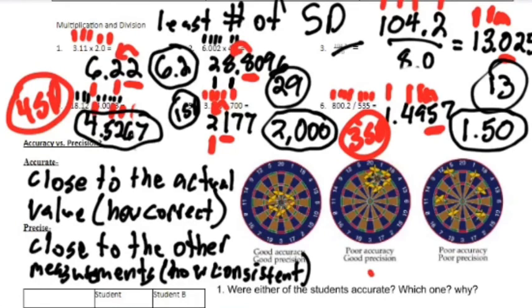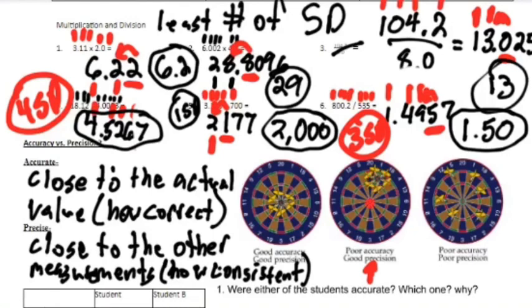On the second one, we've got poor accuracy because where they want to be, we want to have an average that's right around here, and it's actually way over here. Then it's good precision, though, because instead of being all spread out, they are still really close together, all right in this area. So it's good precision.